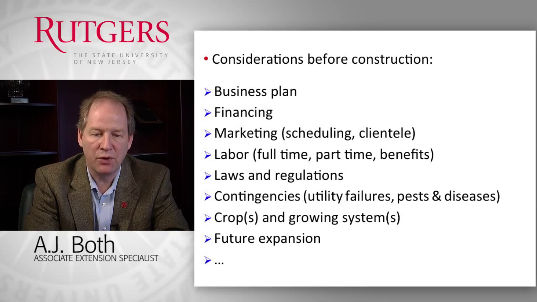You need to have plans for contingencies. What are you going to do when there is a utility failure, when the power is out for an extended period of time? What kind of pest and disease management strategies are you going to follow when you do get pests and diseases in your operation?